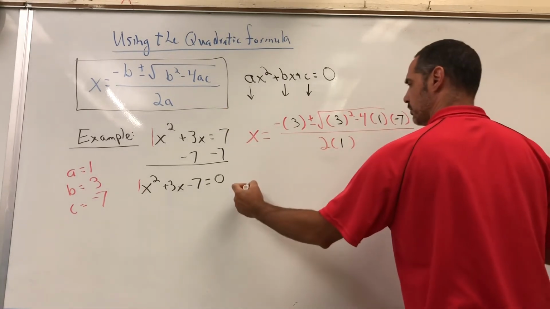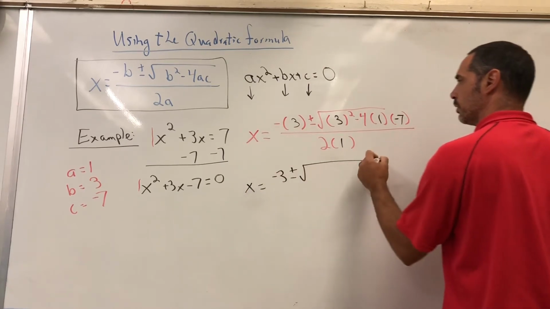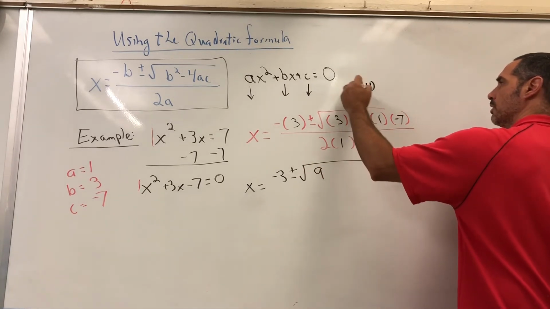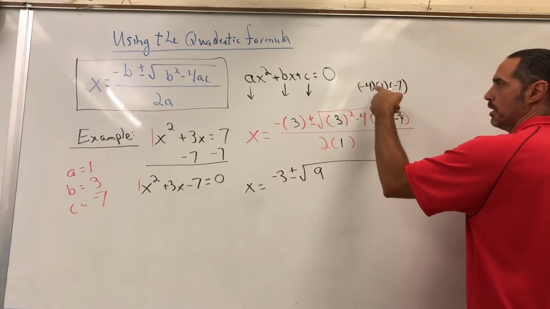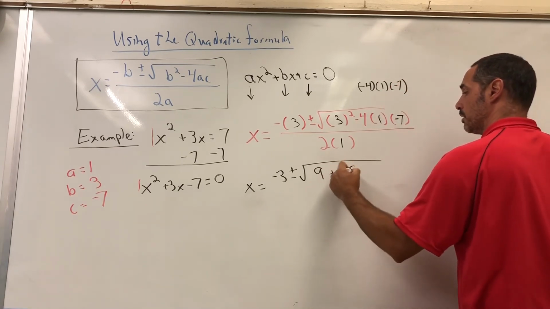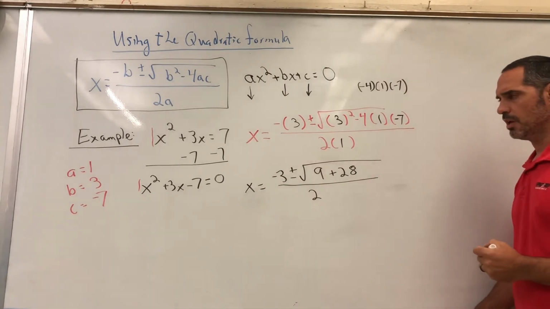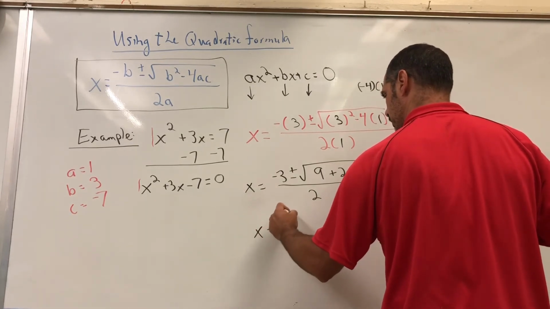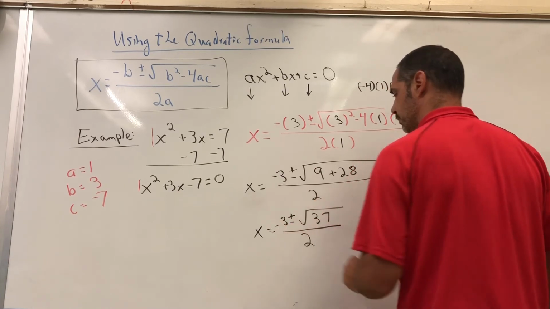And then I do the math, so I get x equals negative 3 plus or minus the square root of 3 squared, which is 9. And then I have negative 4 times 1 times negative 7. Well, negative 4 times 1 is negative 4. Negative 4 times negative 7 is positive 28. So this is plus 28 over 2. And now I'm going to simplify this. x equals negative 3 plus or minus the square root of 37 over 2.